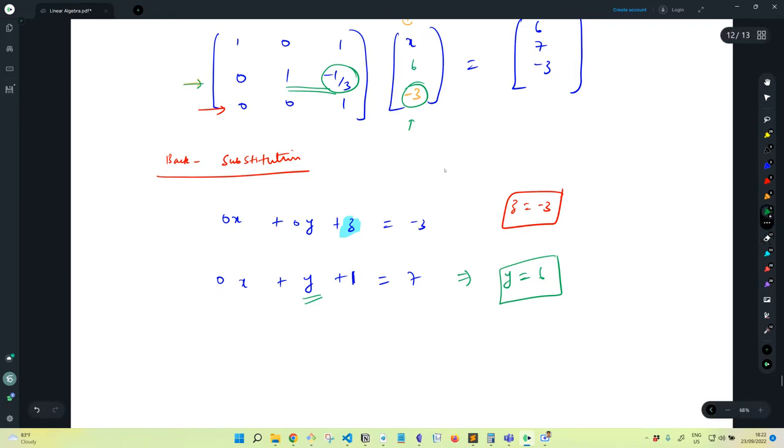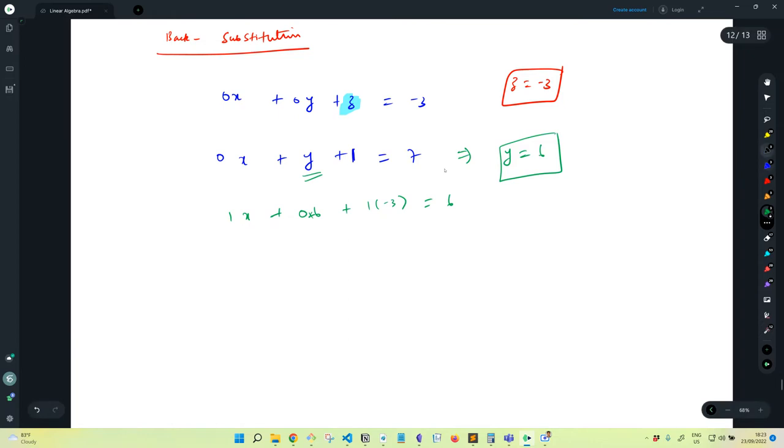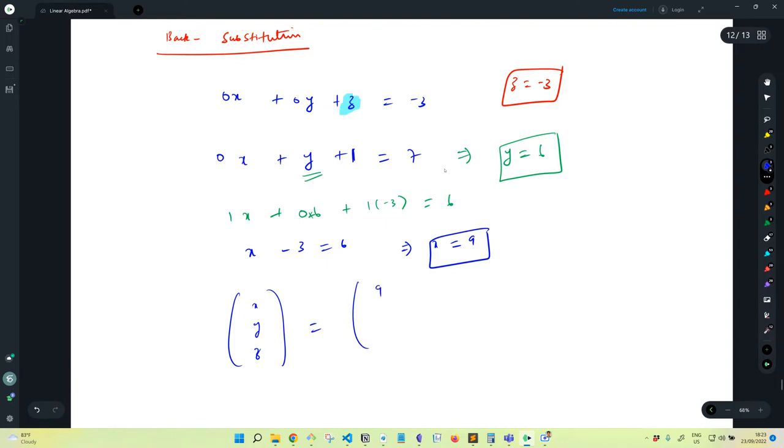Now because I have obtained the solution to y, let's substitute y here. What is y? y is 6. Now let us multiply the first row with the vector. If I multiply the first row with the vector, what will I get? 1 times x plus 0 times 6 plus 1 times minus 3. This will be equal to 6. Again you see this equation has exactly one unknown. So x minus 3 equals 6, which means x equals 9. So the solution that I get is x, y, z equals 9, 6, minus 3.